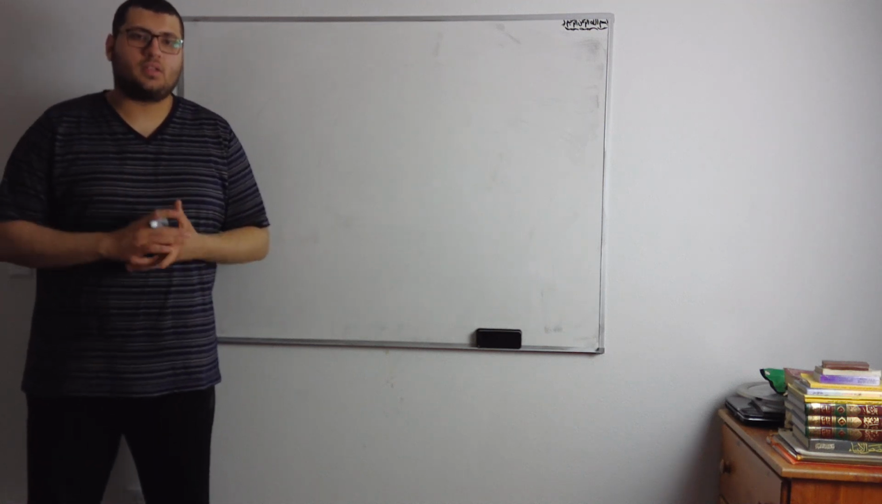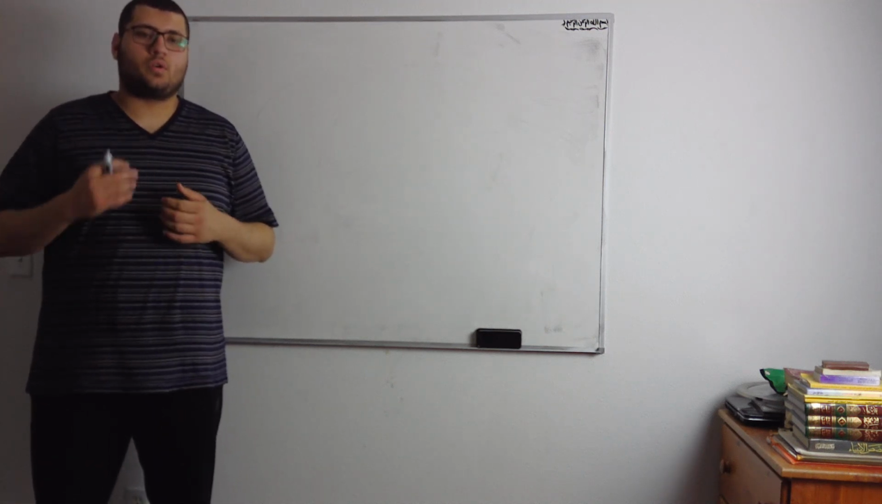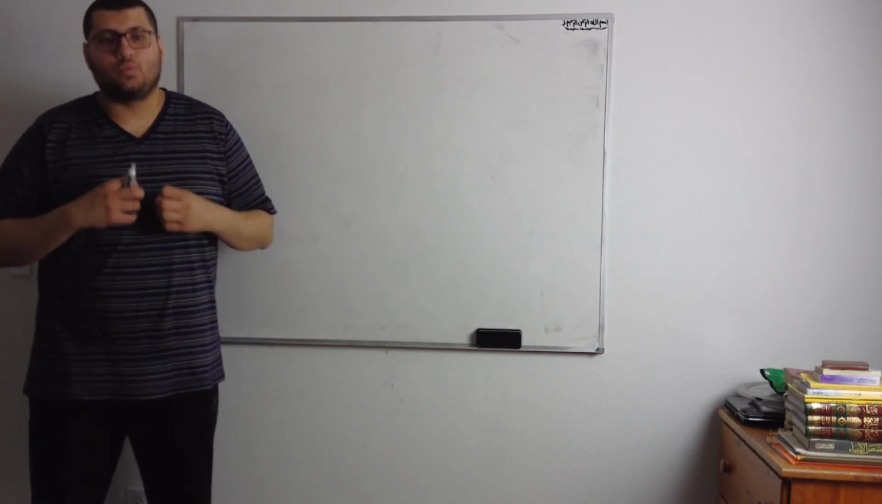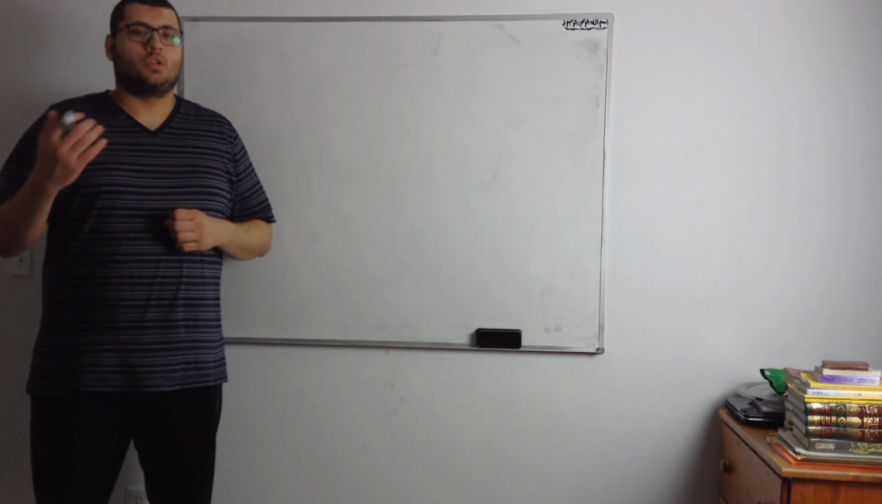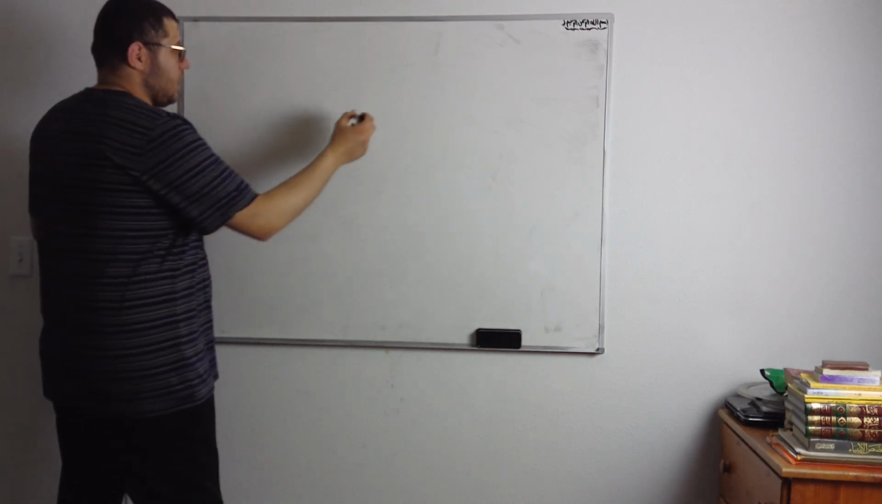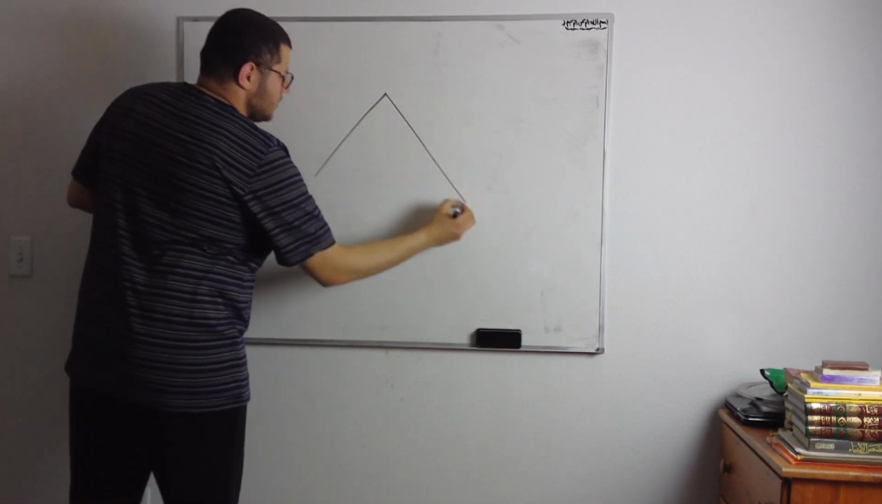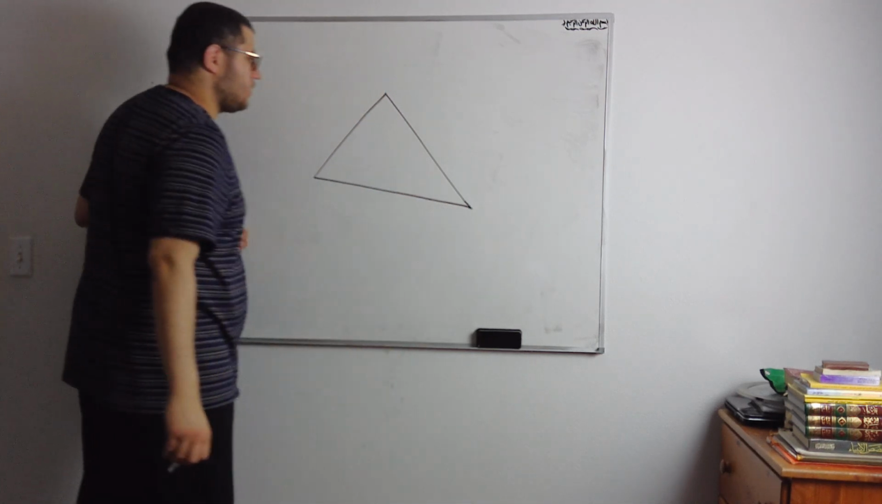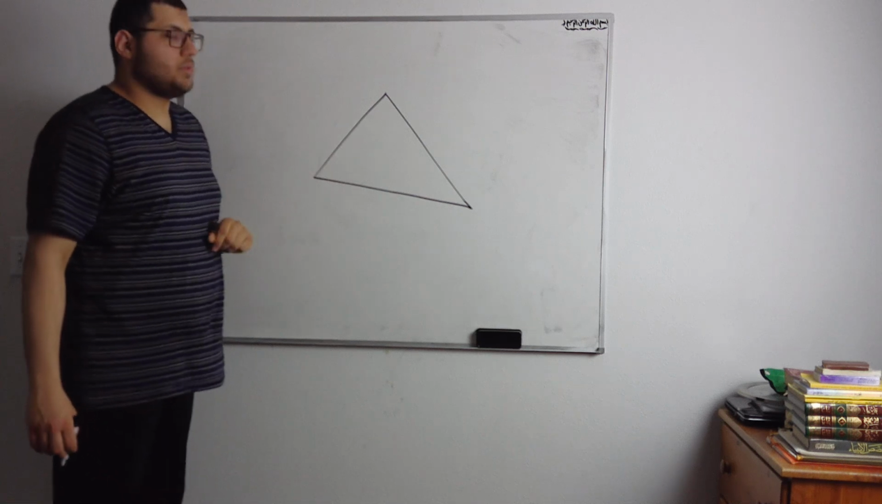As you can see in the title of the video, in this video we are going to cover how to determine, or how to find, the missing angle within a triangle. Let's draw a triangle on the board. So we have a triangle. There you go. Okay. Now a triangle has how many sides?